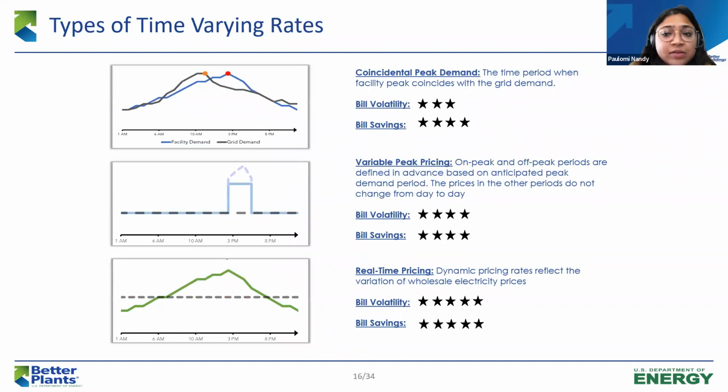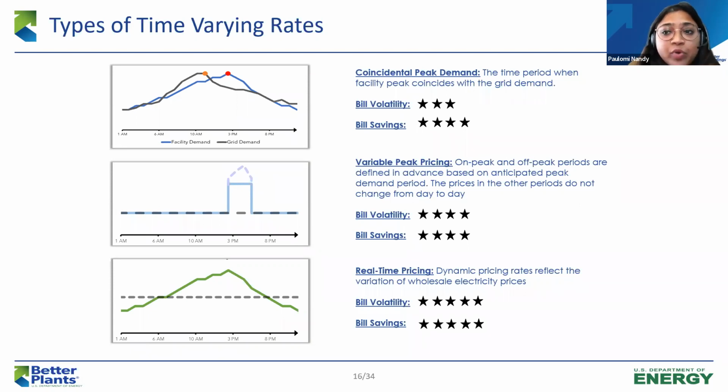Coincidental peak demand is something that customers in ERCOT or PJM should be a little more cognizant about. This is basically when the facility is peaking at the same time as the grid in that area is peaking as well. And during those hours, which is usually in the summer months, customers should think about how to curtail the load. These charges can be really, really high compared to your normal time of use pricing or other pricing schemes.